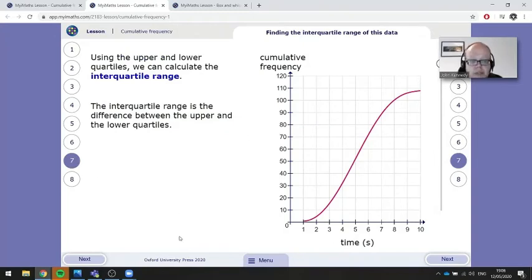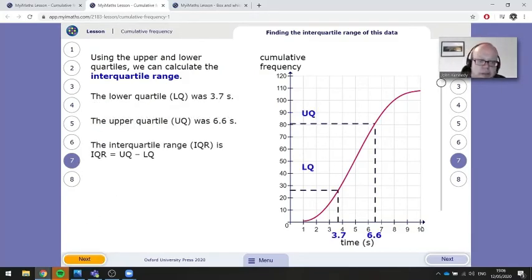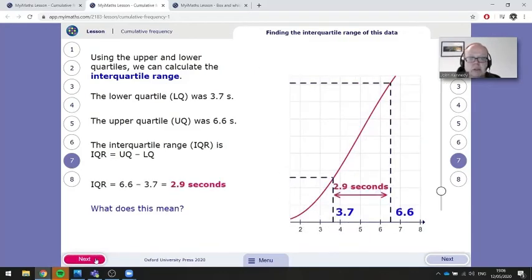And the interquartile range is going to be the difference between the upper quartile, which was 6.6, and the lower quartile, which I've completely forgotten. It's going to show me. So it's between 6.6 and 3.7. So the upper quartile was up here, the lower quartile was here, the median is halfway in between, but the difference between them tells me exactly the interquartile range. And we could use that to compare this data with another set of data.